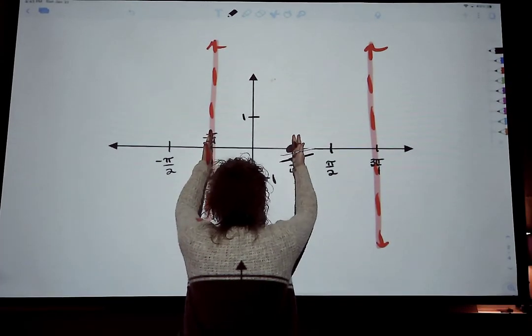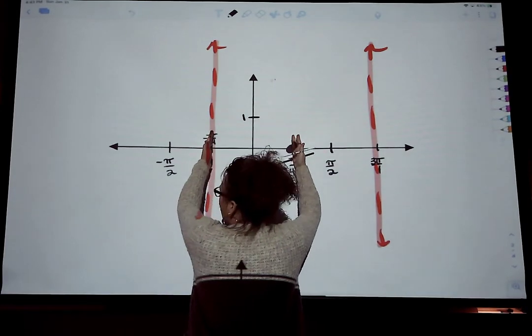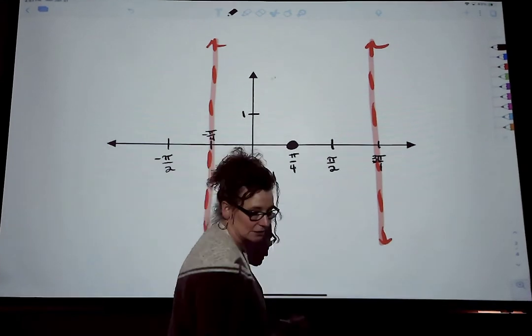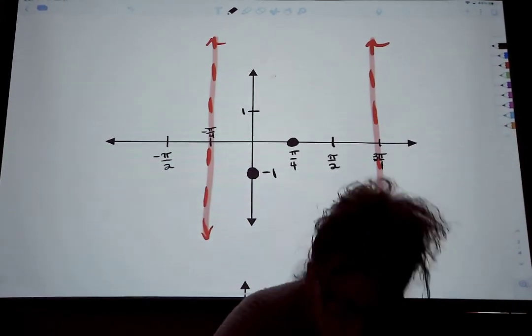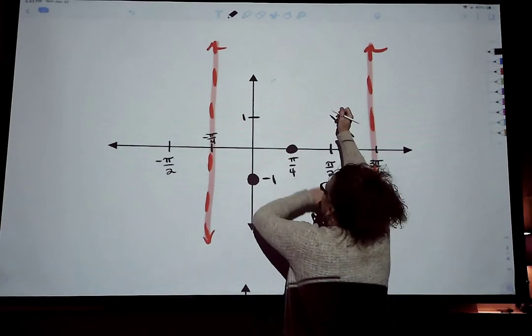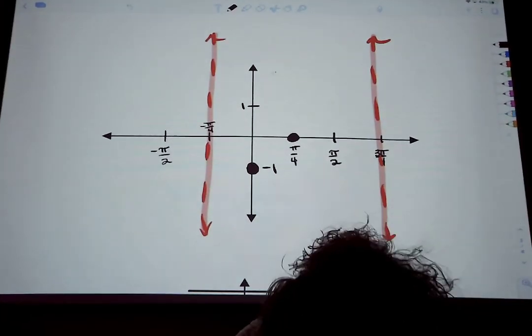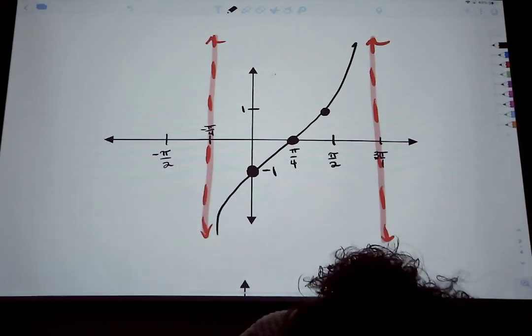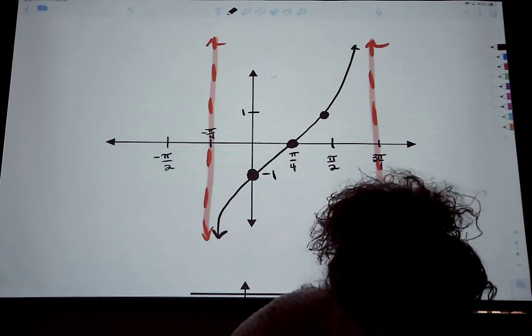So at this halfway point, you need to make a dot on negative 1. Dot down here. And this halfway point, positive 1. Connect them. There you go.